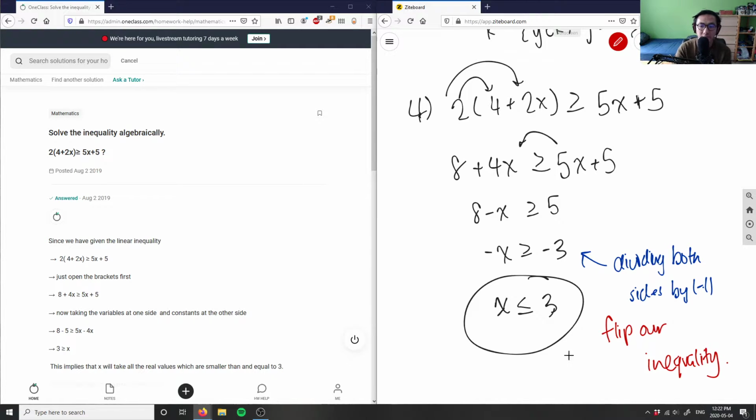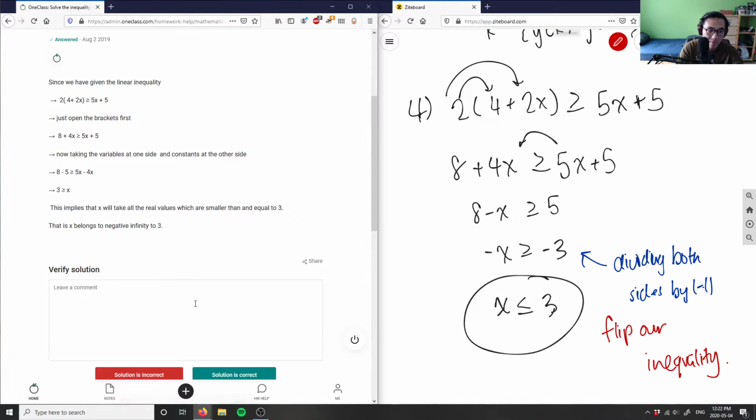So this here is our correct answer: x is less than or equal to 3. And this is the correct solution because they wrote the exact same thing, but they just flipped the order. So the solution here is correct. Good analysis here.